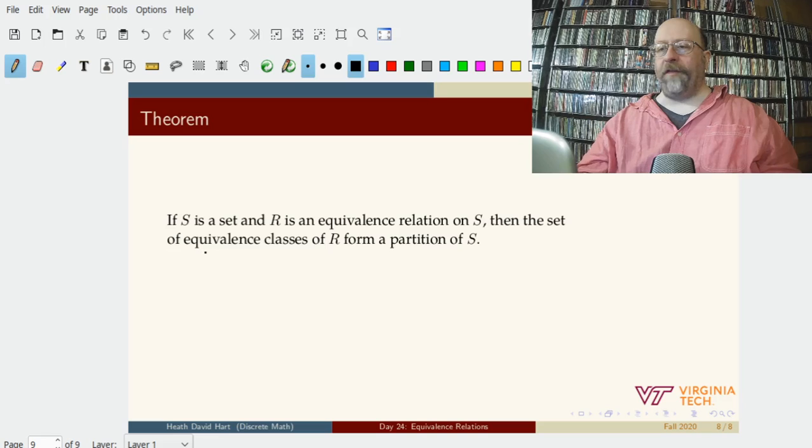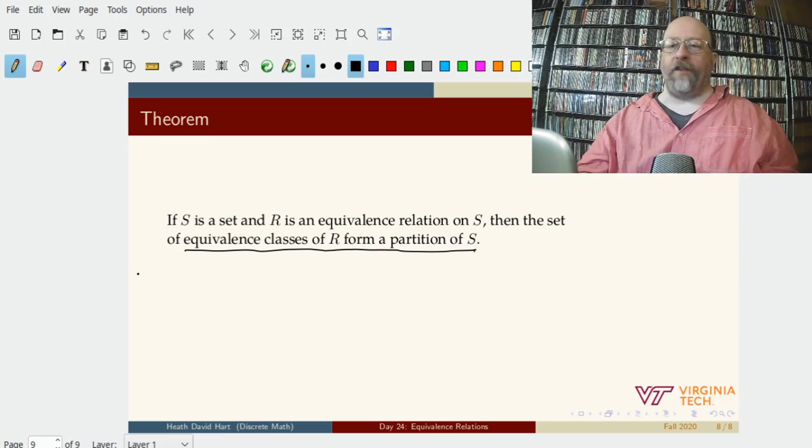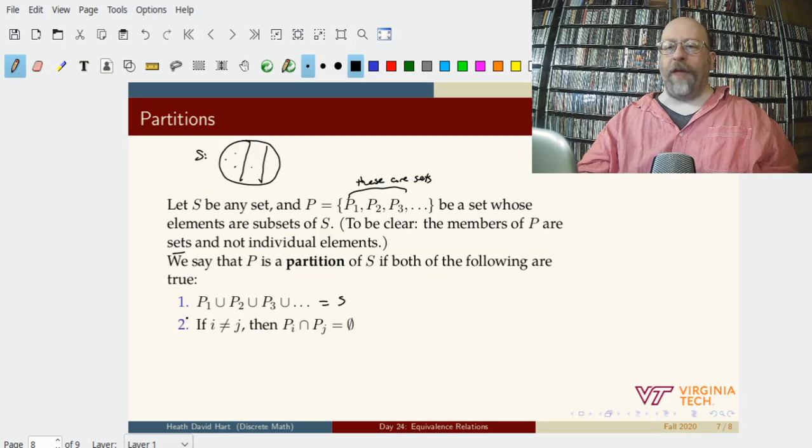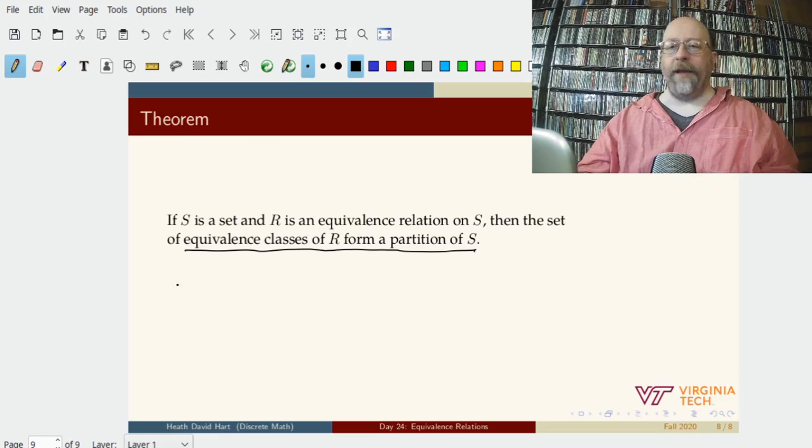The equivalence classes for any equivalence relation always form a partition of S. Okay? This theorem we actually just proved a moment ago. So there are two things that we have to prove. We have to prove that two different equivalence classes have an empty intersection. We already proved that. The other thing we have to prove is that their union is equal to S. Okay?